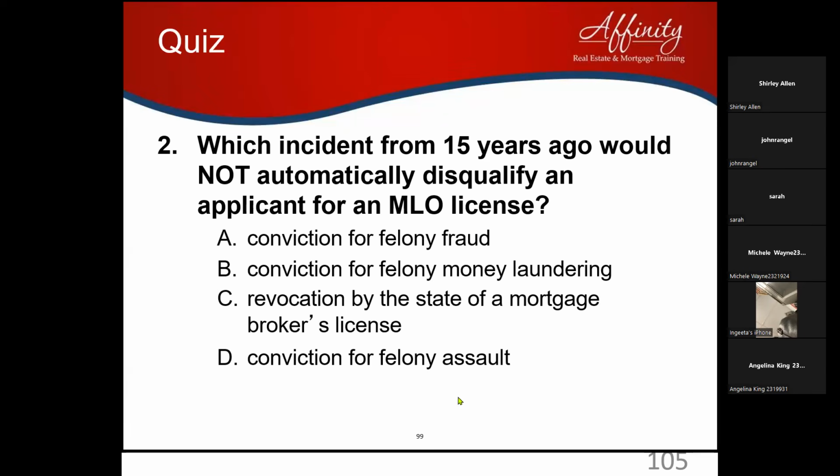But anything having to do with conviction for money laundering, you never get it. Anything of revocation of your mortgage license from whatever state, you won't get it. The only one that will not stop you from getting the license is if you were just convicted of a felony assault. Just beat somebody up. Didn't take the money. Okay.